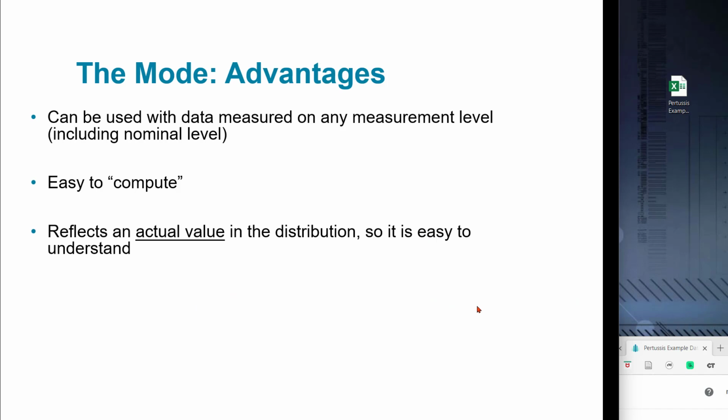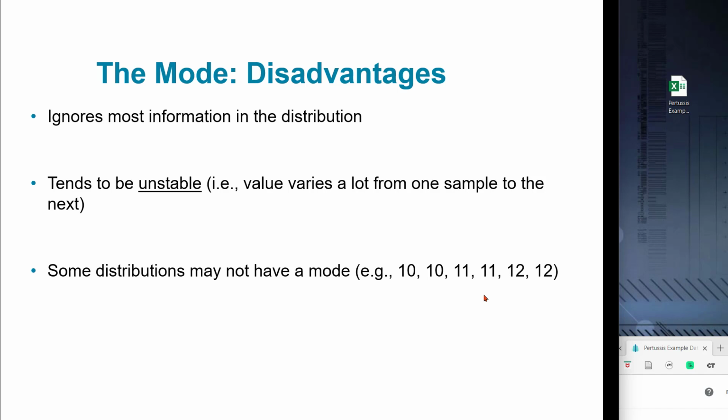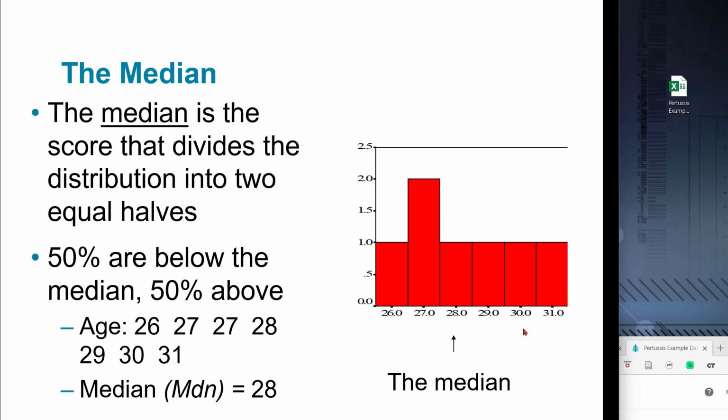The mode has advantages. It's easy to compute. You just look for the most frequent value and you've got the mode. Mathematicians like this index because it's a real value in the data set and it's easy to understand. It has disadvantages. The mode can be unstable. It ignores a lot of the information in the distribution as it's just the most frequent number. It doesn't really tell us a lot about the distributions. And some distributions don't have a mode because some data points occur at the same frequency, so it can be a little confusing.